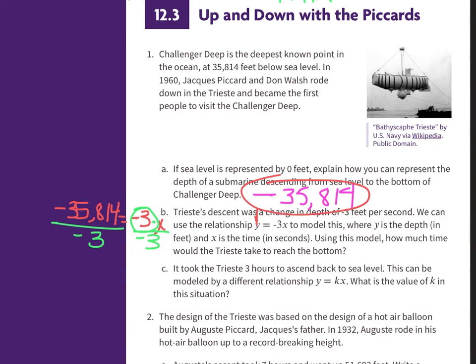I get 11,938 seconds. If I want to know how many minutes that was, I divide by 60. It's 198 minutes, which is 3 hours and 18 minutes. Okay? If it took the Trieste 3 hours to ascend back to sea level, this can be modeled by the relationship y equals kx. What's the value of k? Well, right here, 3.